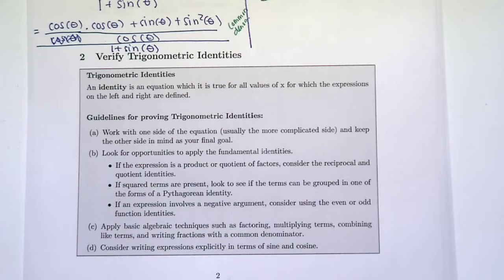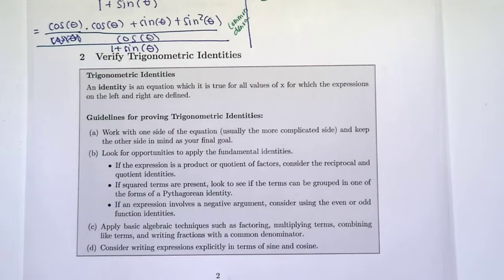All right, so the next type of problem, there are only two types of problems in this section. The next type of problem is verifying trig identities. So what is an identity? It's just an equation that's true for all values of x. So basically something that's always true on the left and the right side.